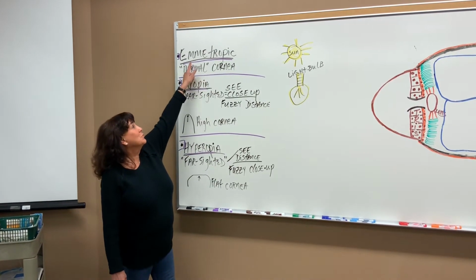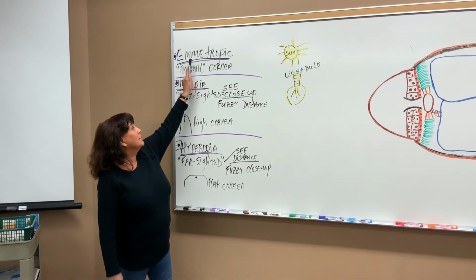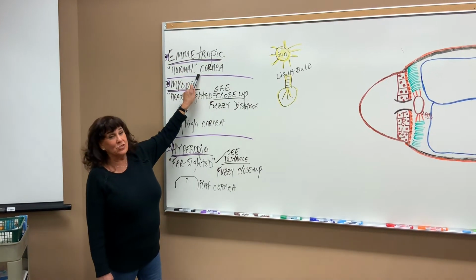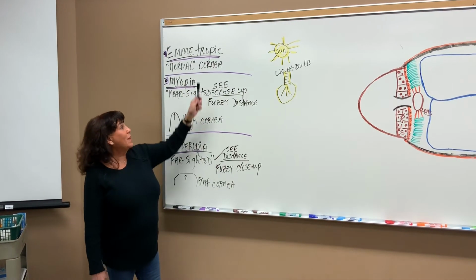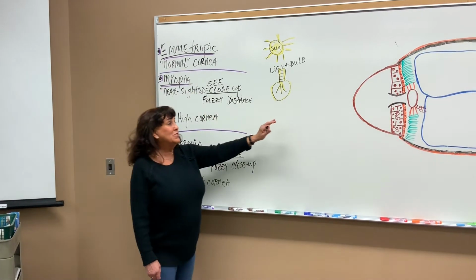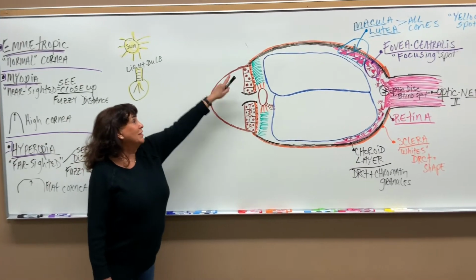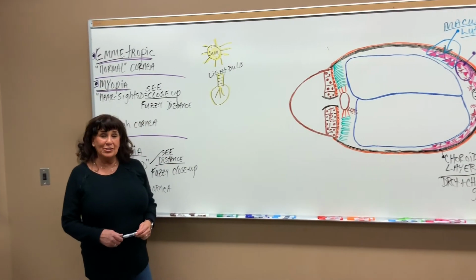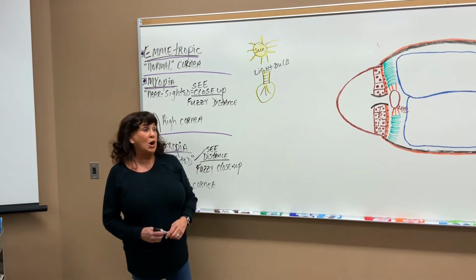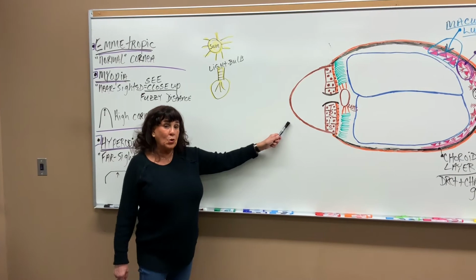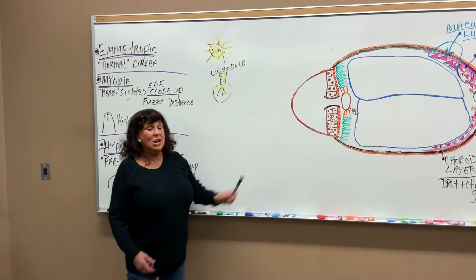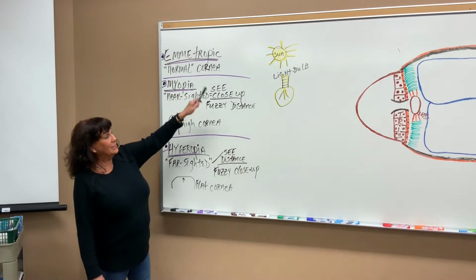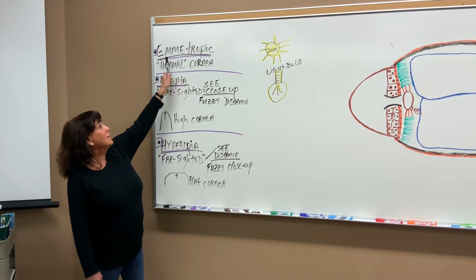Normal vision. The real term for normal vision is emmetropic. Emmetropic means normal vision, so you have a normal cornea. Everything is normal about your eye. You've got a nice rounded cornea. Your vision is really dependent upon the shape of the cornea. So this is called normal vision, a good cornea, nice and rounded. I put normal cornea, emmetropic.